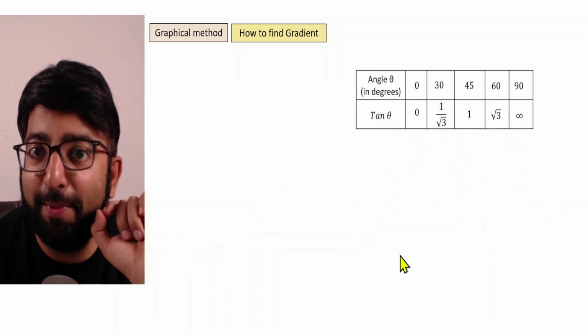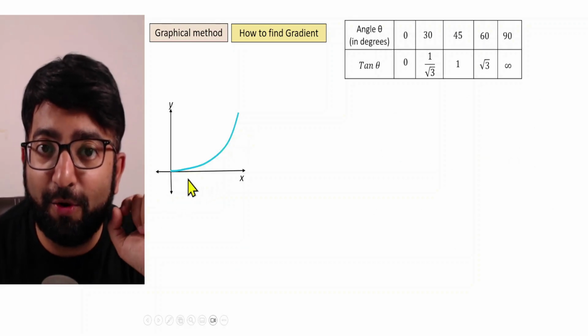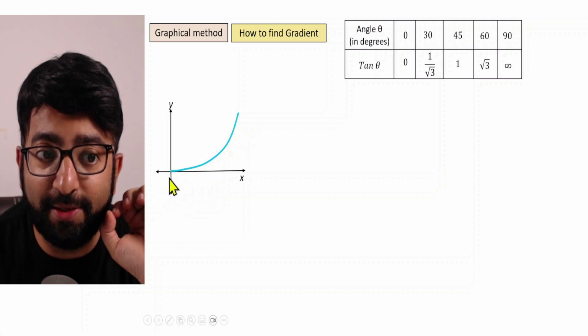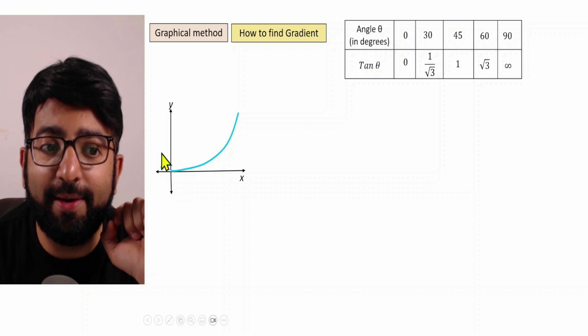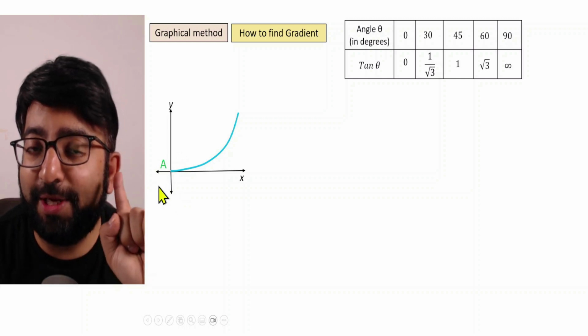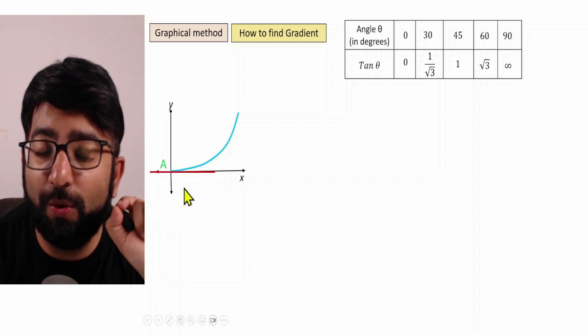Now let us use this table to figure out the gradient. So here is the same graph, the blue graph which we had drawn earlier. Now in this case, let us consider this point, the origin point, as point A. So what will be the gradient at the point A? So remember the three steps. Step number one, we draw the tangent at that point. So the tangent in this case will look like this.